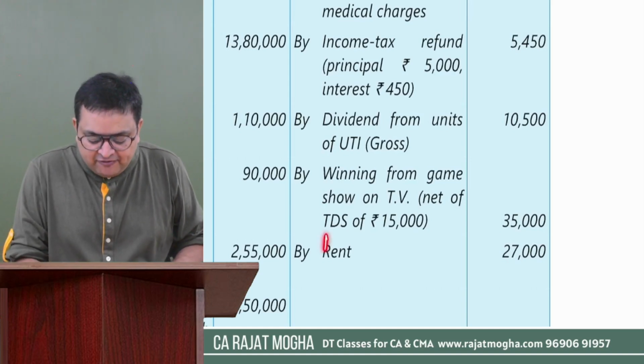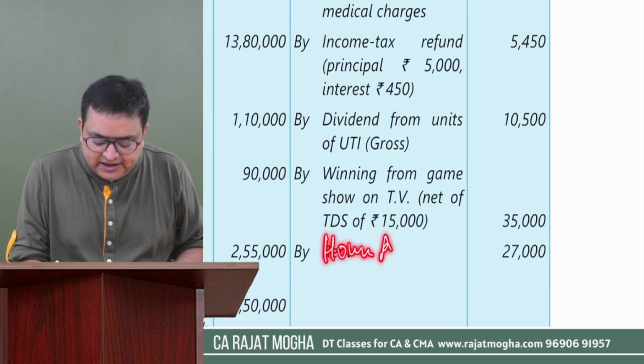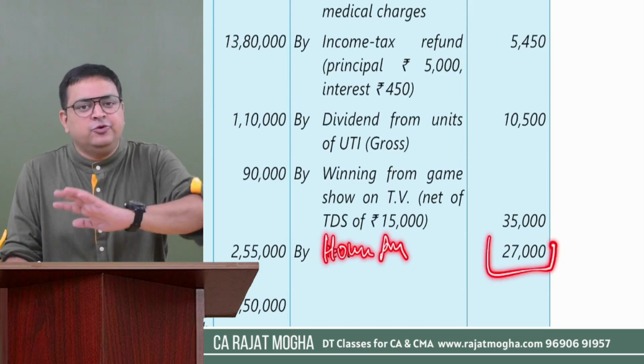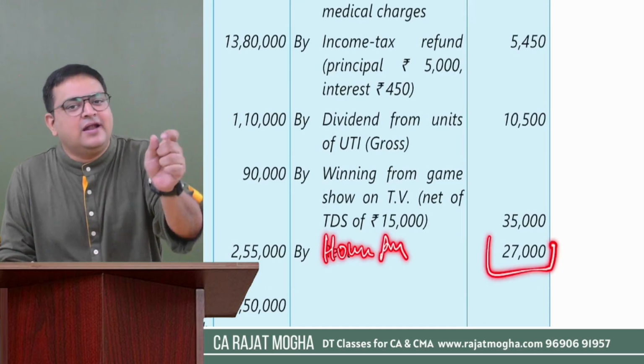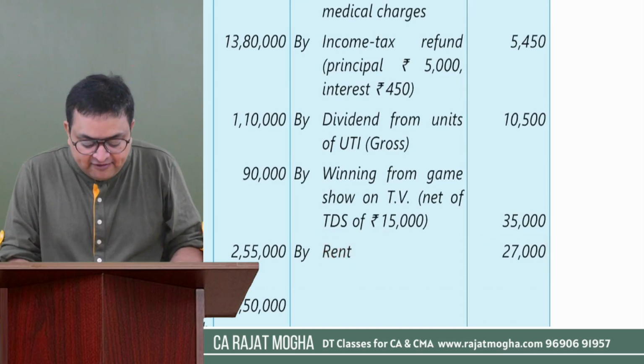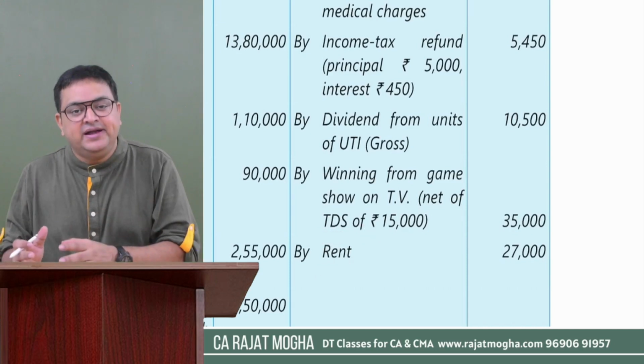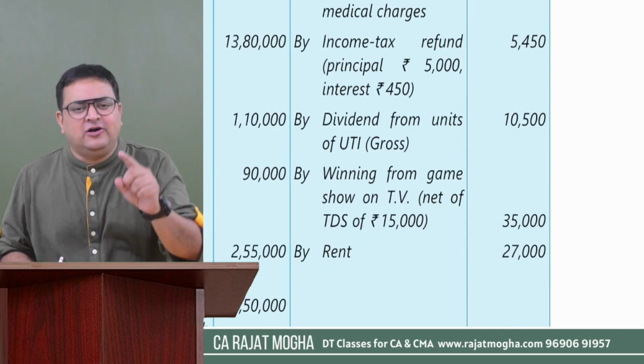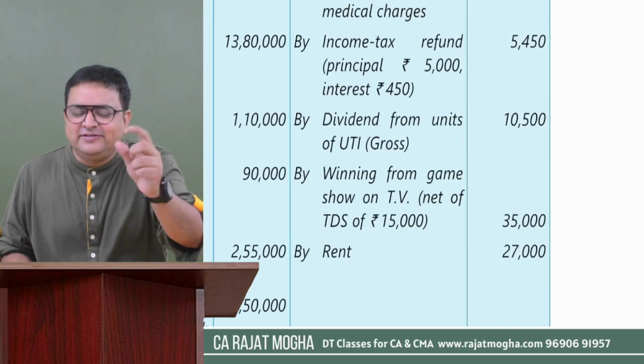If this would have been written straight away as house property income, then you don't have to do any computation. You can simply put this as our house property income. But if they have given it as rent of building, then you have to compute your house property income. And it's a very small calculation. You can easily do that.